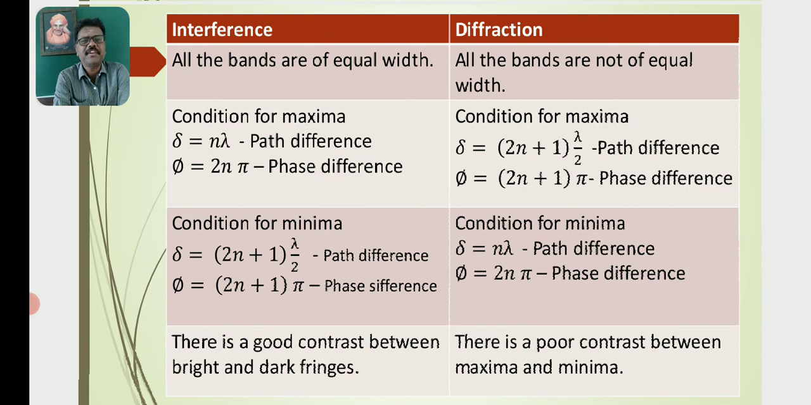In interference, there is a good contrast between bright and dark fringes. In the diffraction pattern, there is a poor contrast between maxima and minima. So these are the differences between the interference pattern obtained in interference of light and the diffraction pattern obtained in diffraction of light.